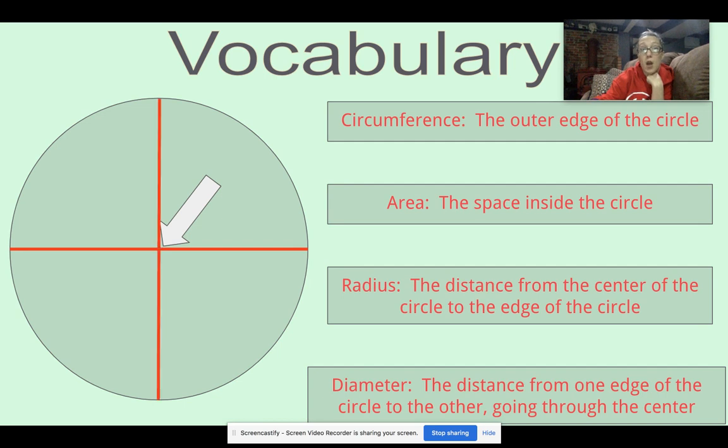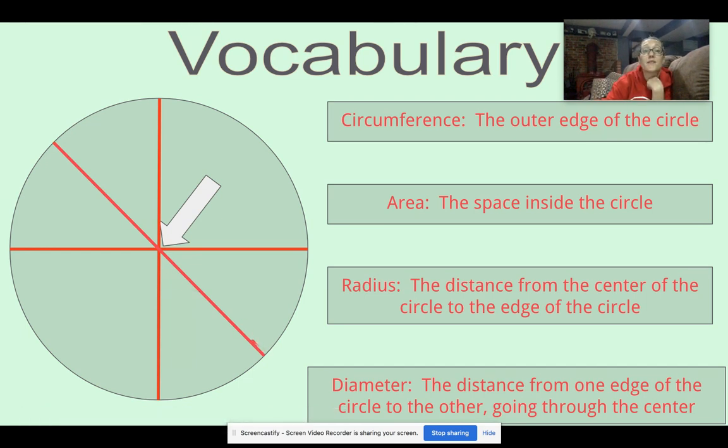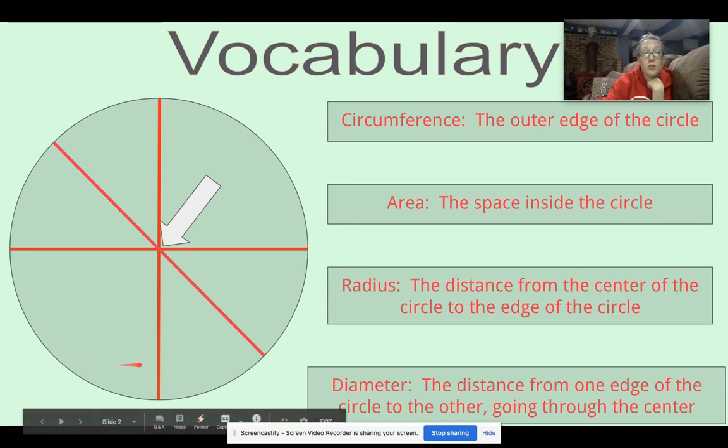Diameter could be up and down, starting from the top edge of the circle, traveling all the way down through the center, to the other edge. Or it could look like this, going from one side to the other. That is absolutely fine because it is going from one edge to the other edge and passing through the center. You can't cut from here to here and say that's the diameter because you're not going through the center. As long as you're going through the center, you're good.